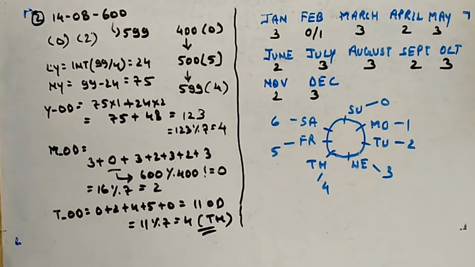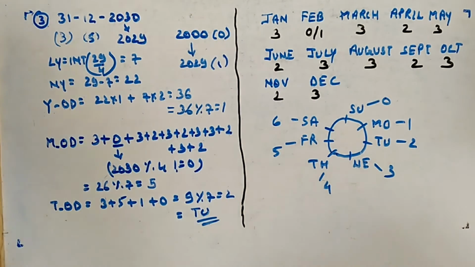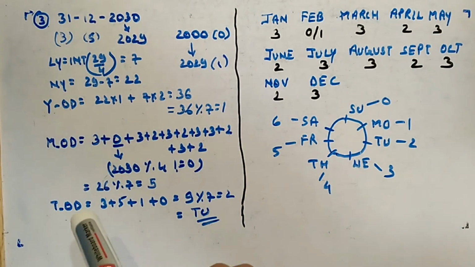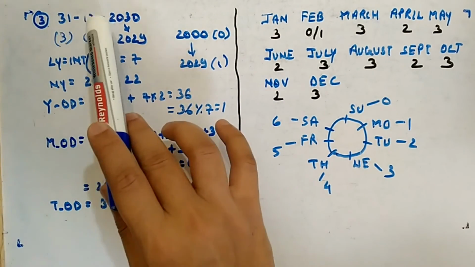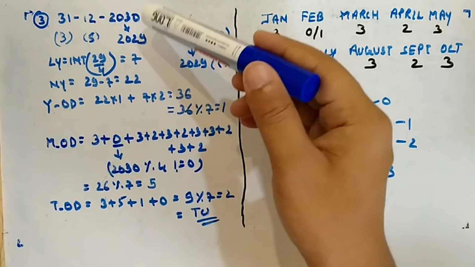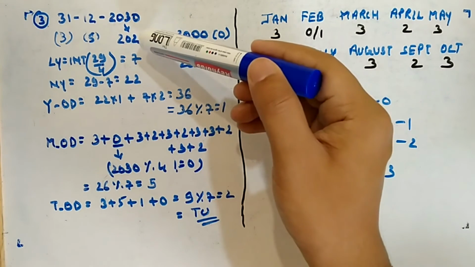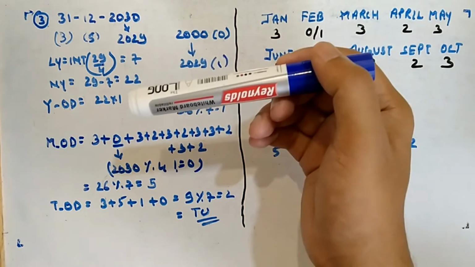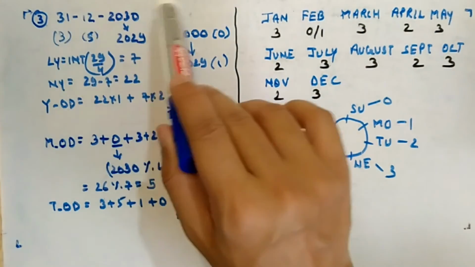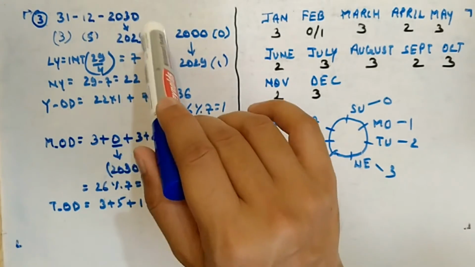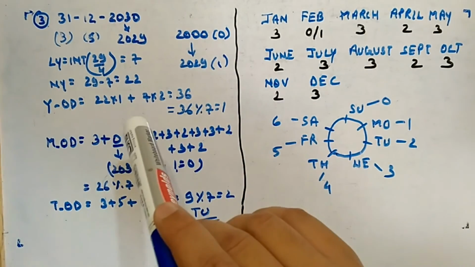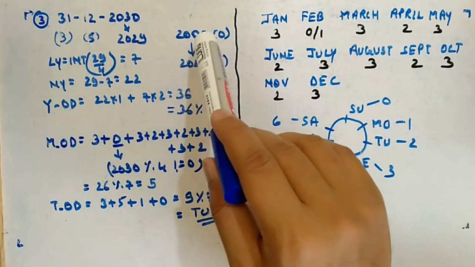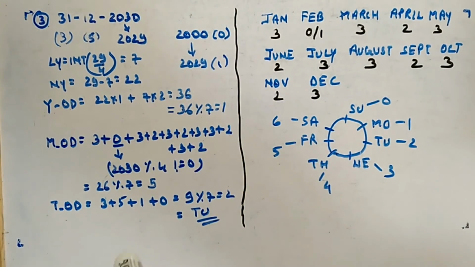Okay, now let's look at the third example. 31st December 2030. That's the example. So for 2030 we have to find, so we'll go till 2029. We'll follow the same approach we were doing. Although it is a full year we are taking, the approach is the same as what we have taken. So the closest century year will be 2000, which will give 0 odd day.